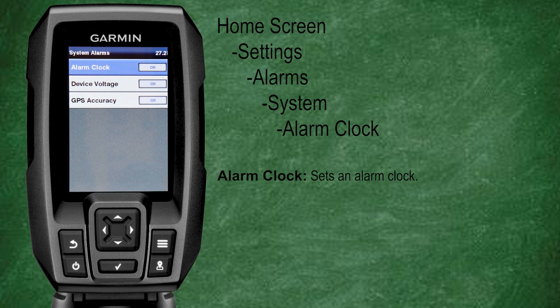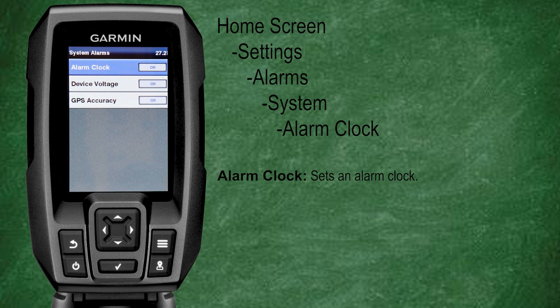Let's select distance. Now you can see our record interval is set to distance. Now let's scroll down and select change. We can now change the distance interval at which the fish finder will record a point to build our track. Again, if you shorten the distance, the fish finder will record more points for a more exact track at the expense of more memory usage.